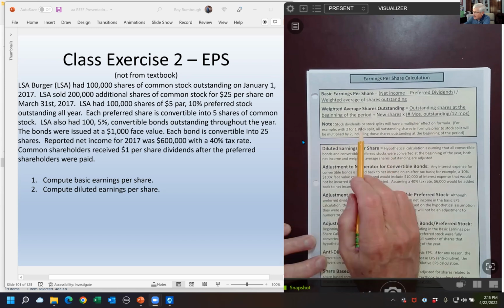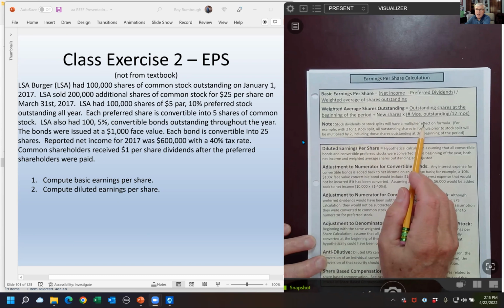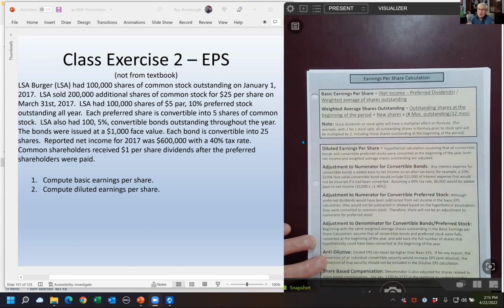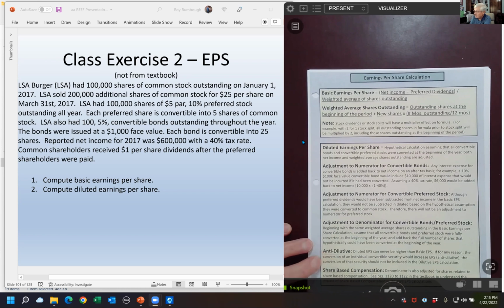Now, note, stock dividends or stock splits have a multiplier effect in the formula. And so we do that from the beginning of the year, from the very first years. If we had 100,000 shares outstanding at the beginning of the year and a 10% stock dividend, we're going to multiply that beginning of the year calculation by 1.1 and reflect that from the beginning of the year.